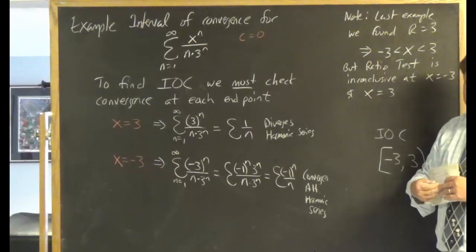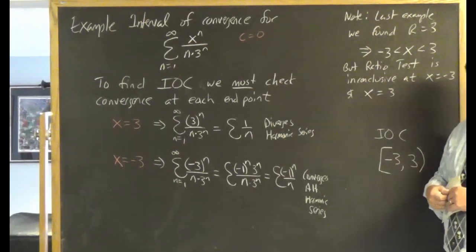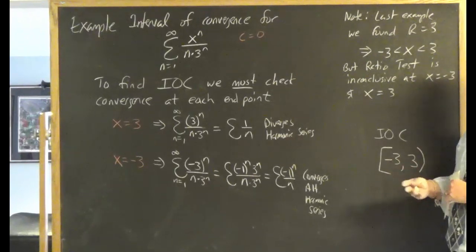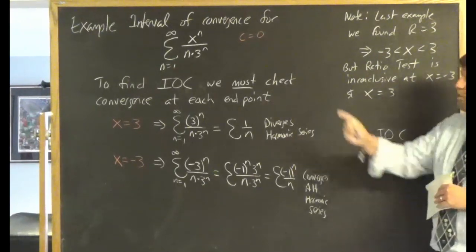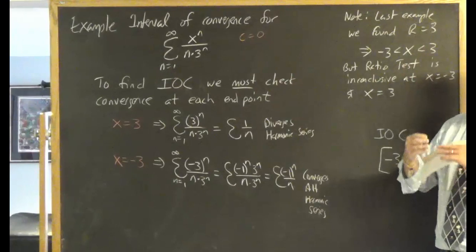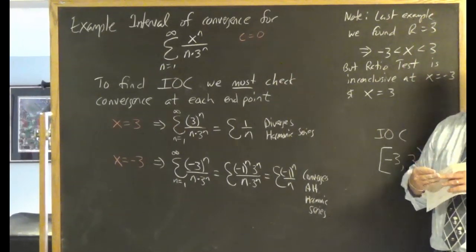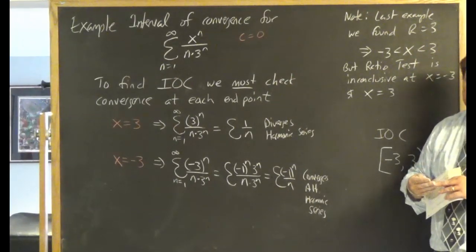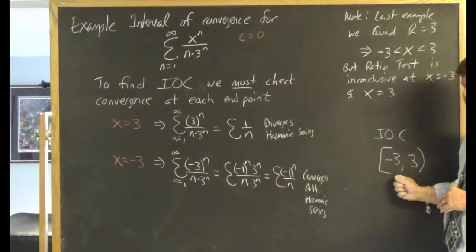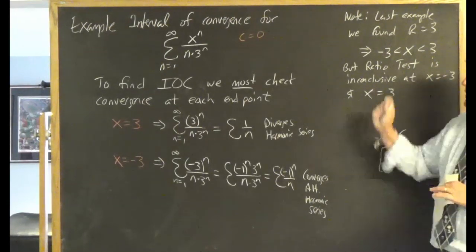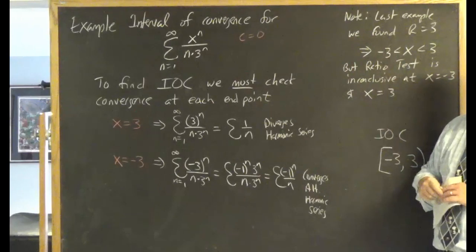Likewise, pick a number that's not in this interval, like 18. 18 is not in the interval. You put 18 in there for the x, you come up with a series of constants that would diverge. So interval of convergence tells you all values of x for which the original power series would converge.